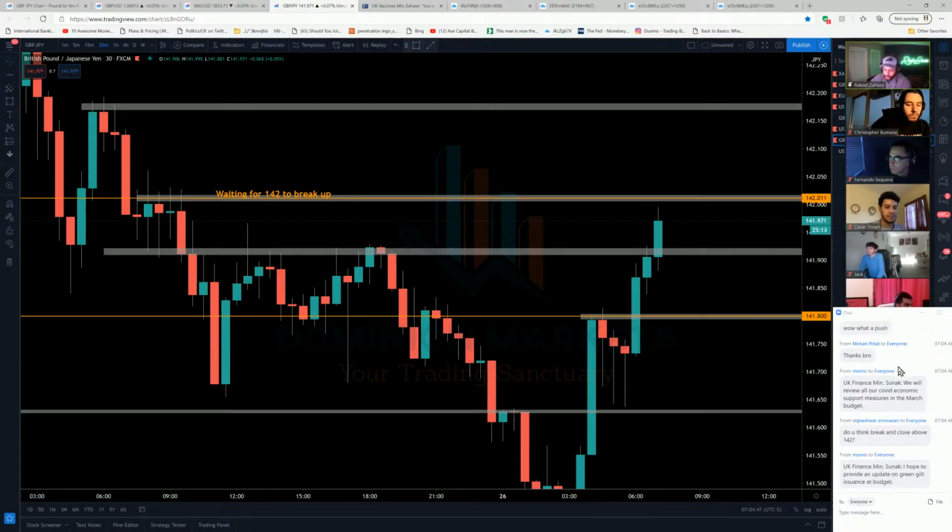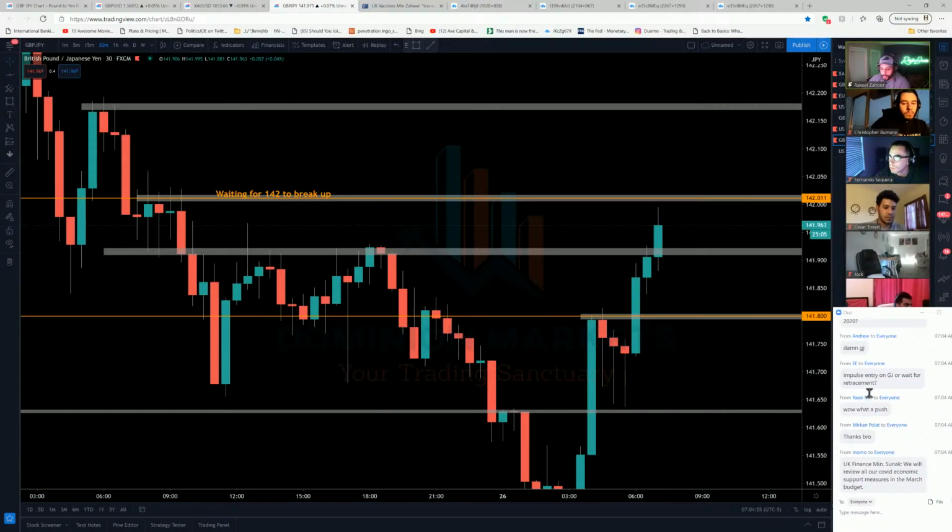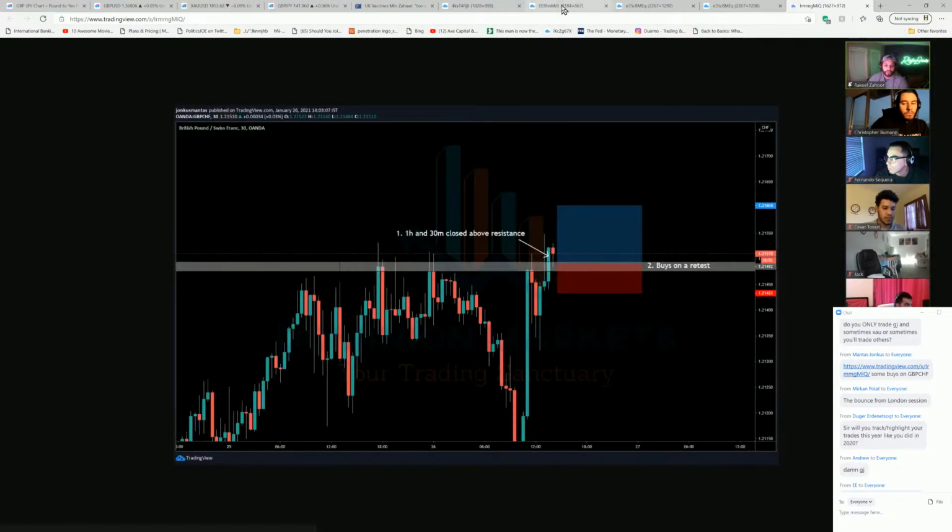Do you think break and close above 142? Yeah, break and close above 142 is going to be much better on the 15-minute time frame. So that's something I'm waiting for at this point. Let's take a look at this chart over here. Ooh, buys on GBP CHF, buys on a retest for price to continue bullish.